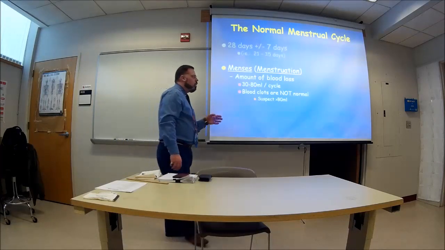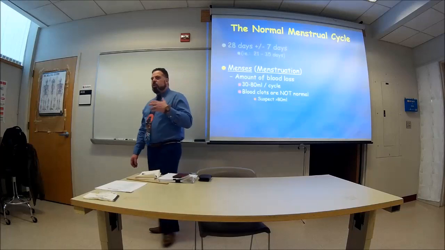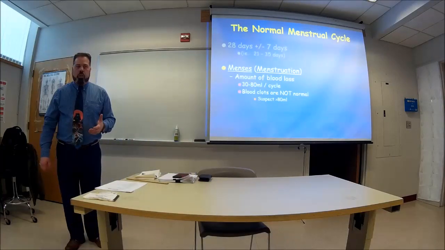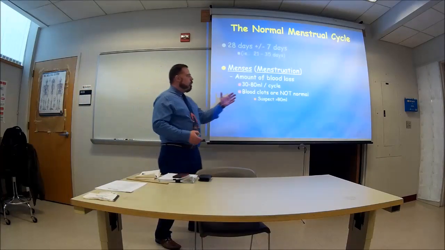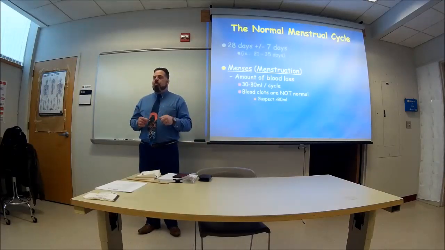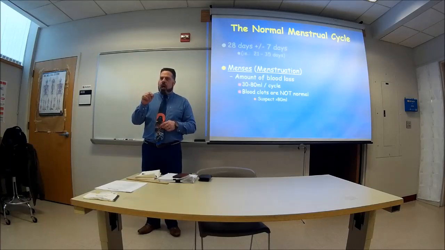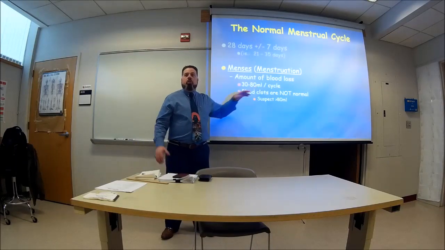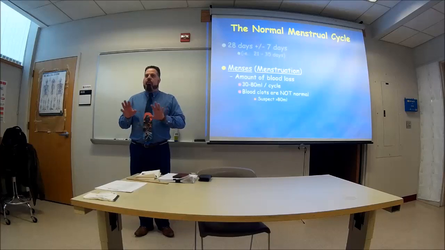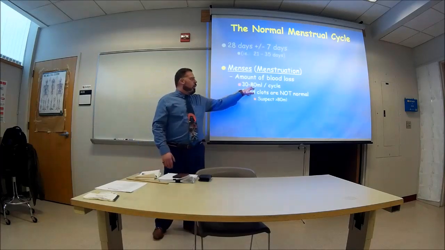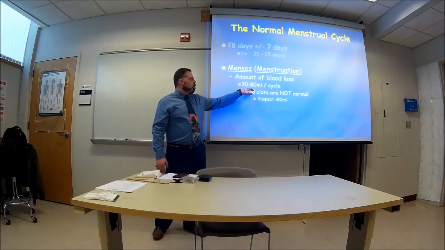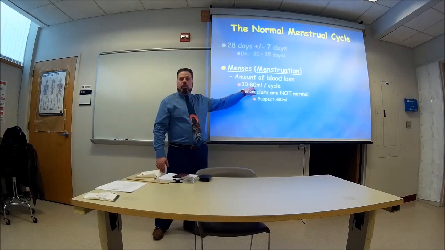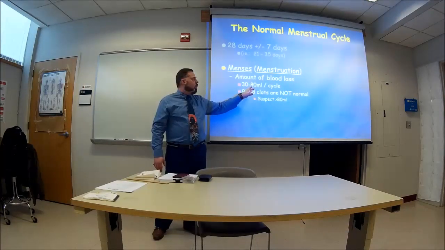If there's blood clots, then that's suspicion that you're having too much. Now, the reason why we're getting blood clots is, think about what's happening here. You're sitting down, and you're having a trickle of blood coming out of the os, or the opening of the cervix. Now, it should be less than 80 milliliters for a whole cycle. So we're taking 5 days, and you're breaking up, roughly, 15 to 20 milliliters per day, right? Something like that.